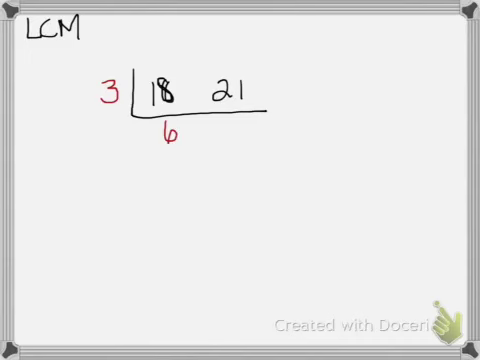Now, if you notice, 6 and 7 don't share any more factors, but because this is the LCM, we need to go one step further than when we did this as the GCF. So what we're going to do is pick just one of these numbers to find a factor for. So I'm going to start with 6, and I know that a prime factor of 6 is 2, and 6 divided by 2 gives me 3, and because 7 cannot be divided by 2, I'm just going to bring that down.